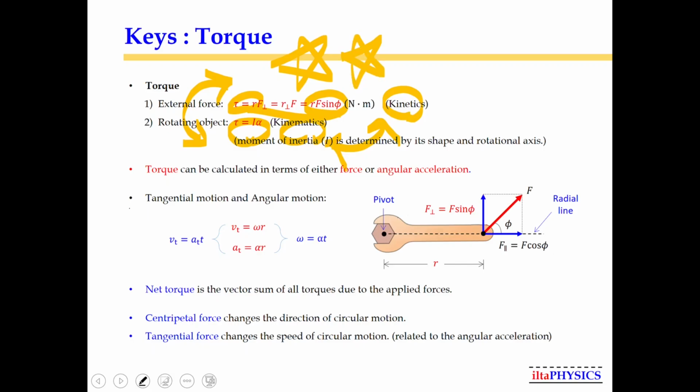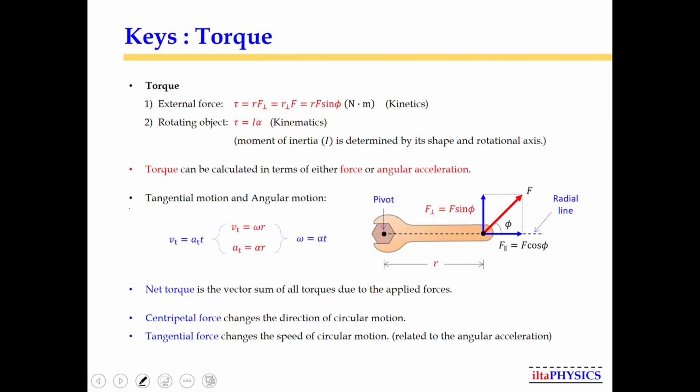Another type of torque problem involves relating quantities calculated from torque or force to the object's tangential velocity or angular velocity. I encourage you to practice many problems that ask for the relationship between force and tangential velocity or acceleration, as well as the relationship between torque and angular velocity or angular acceleration. You'll also frequently use the relationship between linear velocity and angular velocity and linear acceleration and angular acceleration.